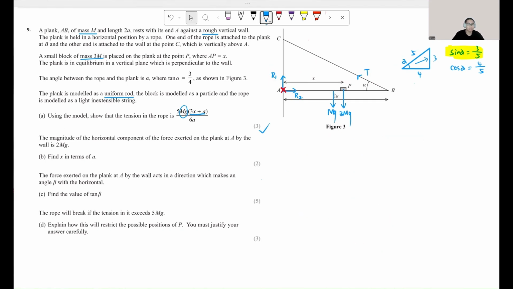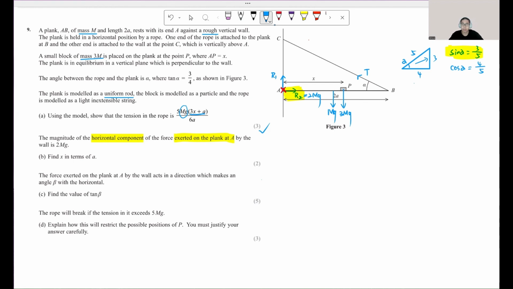Let's look at question B. It says the magnitude of the horizontal component of the force exerted on the plank at A by the wall is 2mg. So basically, they're just talking about R2, the horizontal component, this one. If they said the vertical component of the force exerted on the plank at A, then that would be R1. But this time they say the horizontal component, so that'd be just R2 they're talking about. And then they tell us the force is equal to 2mg.